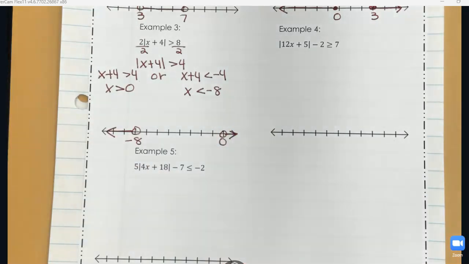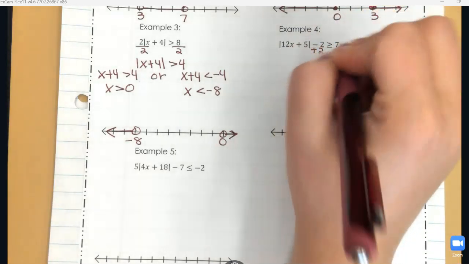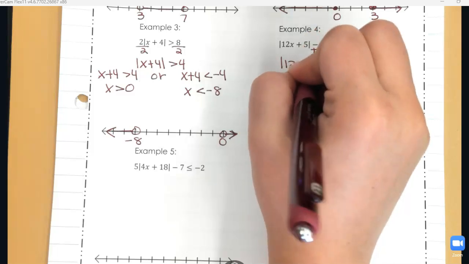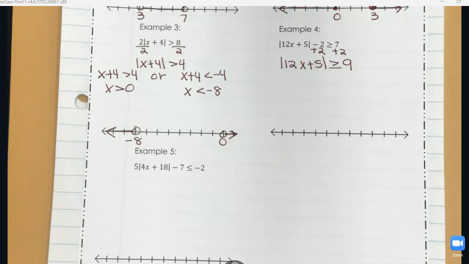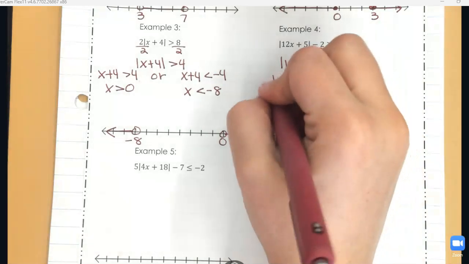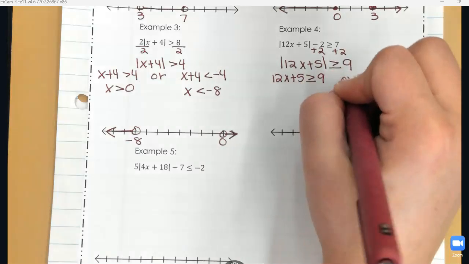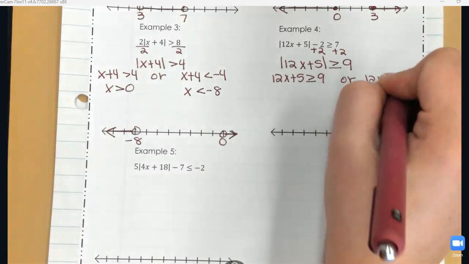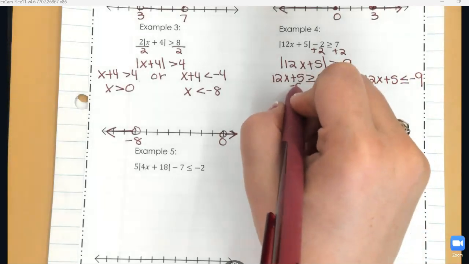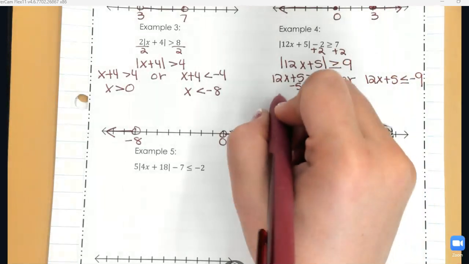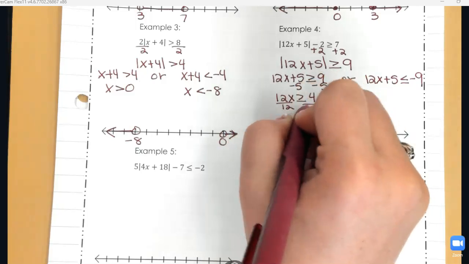Moving on to 4, again, my absolute value needs to be alone firstly, so absolute value of 12x plus 5 has to be greater than or equal to 9. This again indicates two intervals. So 12x plus 5 has to be greater than or equal to 9, or 12x plus 5 has to be less than or equal to negative 9. 2 steps to solve, subtract the 5, and then divide by 12.